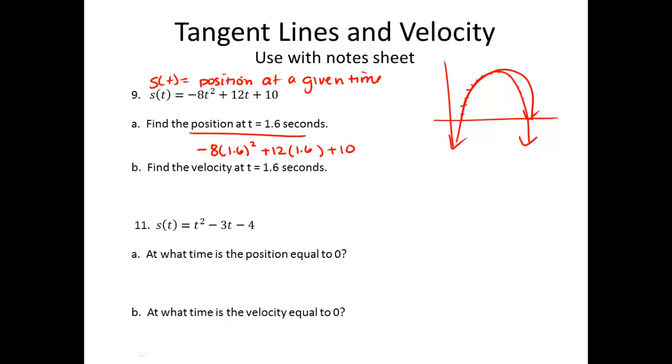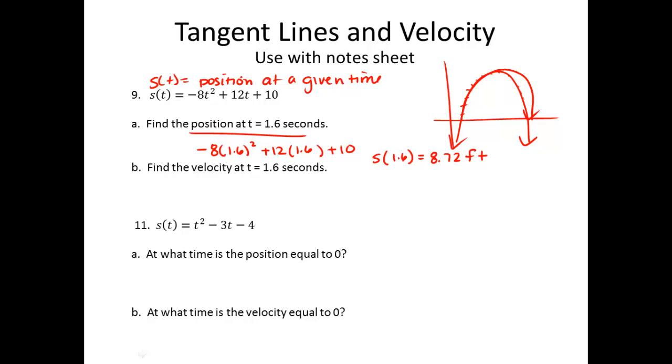So -8, parentheses, 1.6 squared. Make sure you're using parentheses just in case. It's always safer to use them than to forget them. So this comes out to the position at 1.6 seconds equals 8.72, and let's go ahead and label it feet. It could be meters or miles, but we'll go with feet.